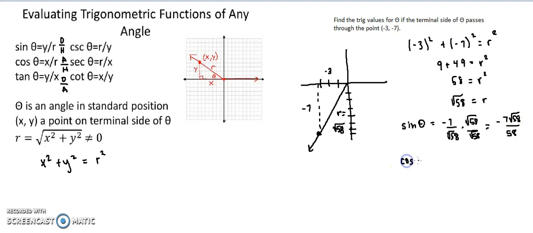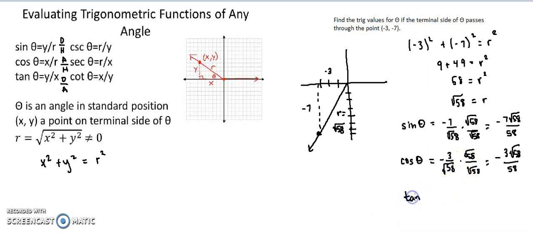Alright, and then doing cosine. So cosine is going to be x over r, or adjacent over hypotenuse, so we've got -3 over square root of 58. And of course we rationalize it the same way. So we get -3 square root of 58 over 58. Does 3 go into 58? No, it does not. So that doesn't reduce either.